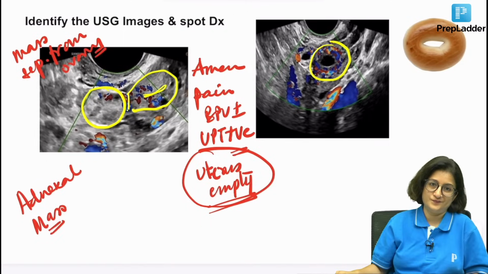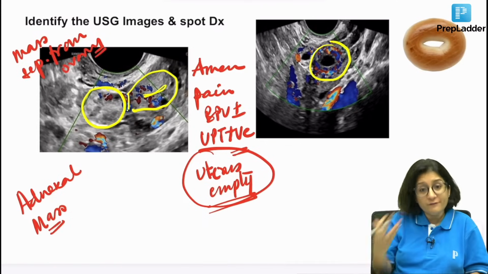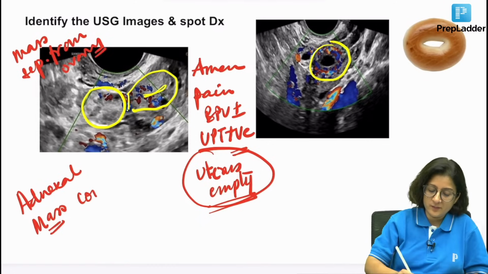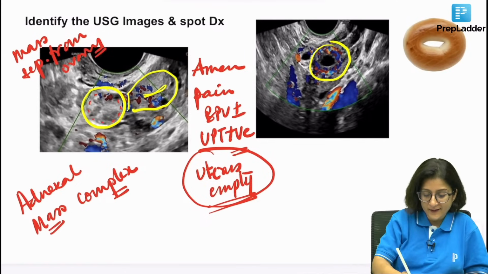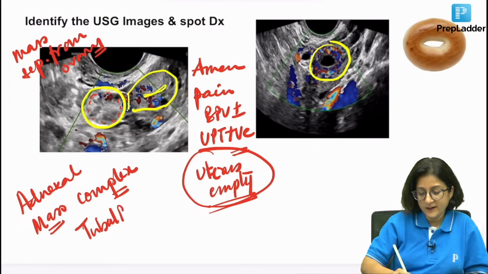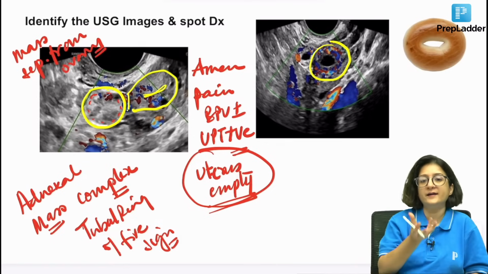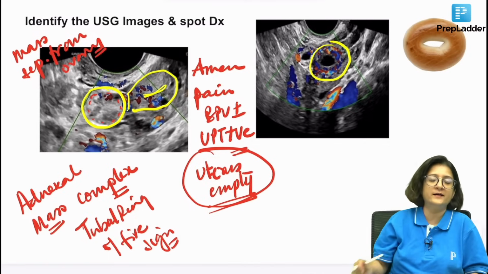adnexal mass, with a gestational sac inside that mass, with cardiac activity, obviously it is an ectopic. No doubt about it. But most of the times there will be a complex adnexal mass with a lot of vascularity around it. Tubal ring of fire sign. Ring of fire simply means vascularity around a mass, that's it. Even corpus luteal cyst has a ring of fire around it because it has a lot of vascularity around it.